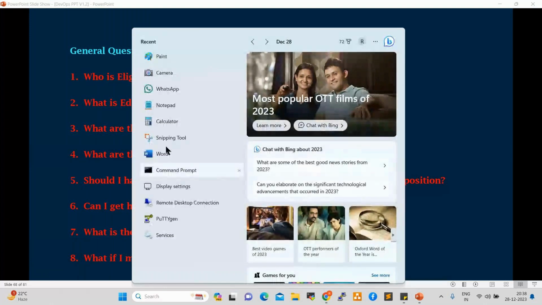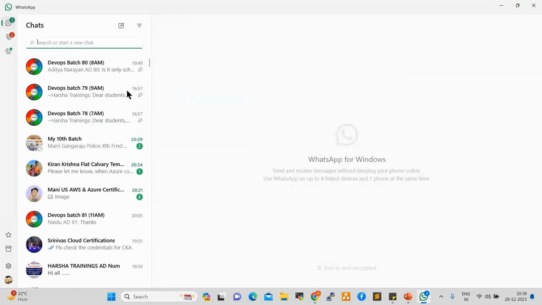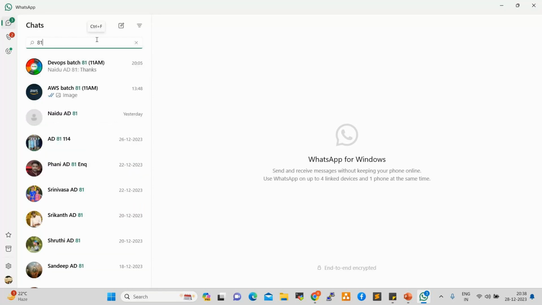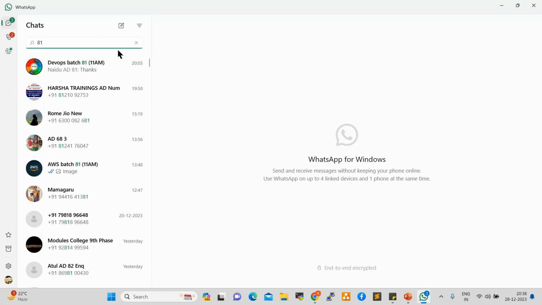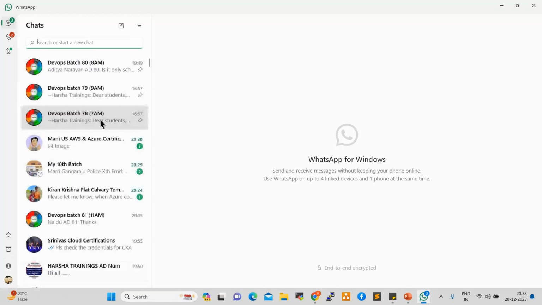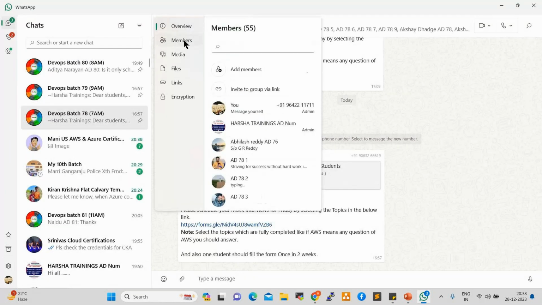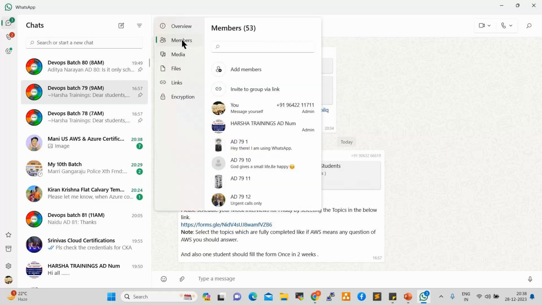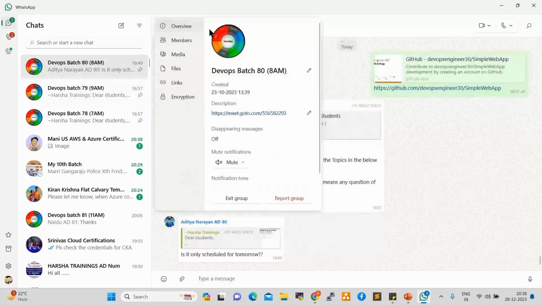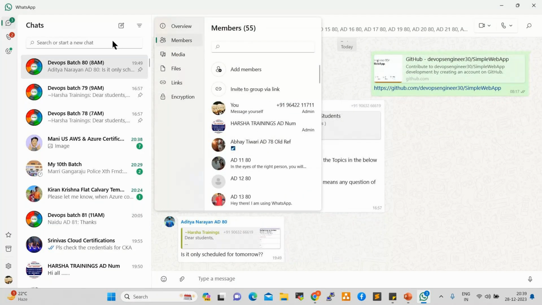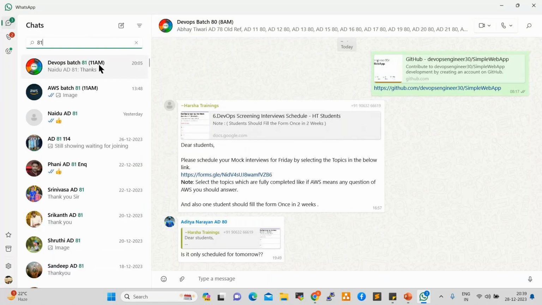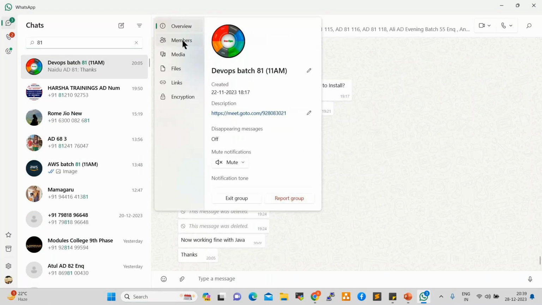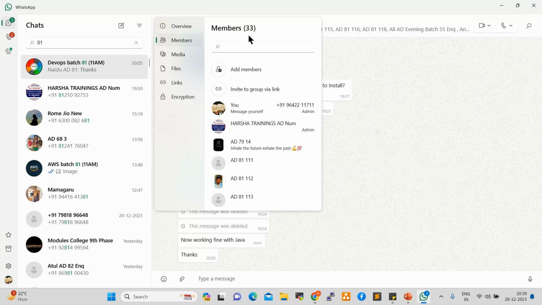Currently our batch number is 82. Every batch has one WhatsApp group like this. See here, this is the 80th batch, 79 batch, 78 batch, and 81 batch, which is the 11 a.m. batch. Every batch has a minimum of 30 to 50 members. See here, 55 members, 50 members, 79 batch 53 members, 80th batch 55 members. 81 batch has fewer, only 33 members, because of the 11 a.m. time. Every batch will have minimum 30 members.